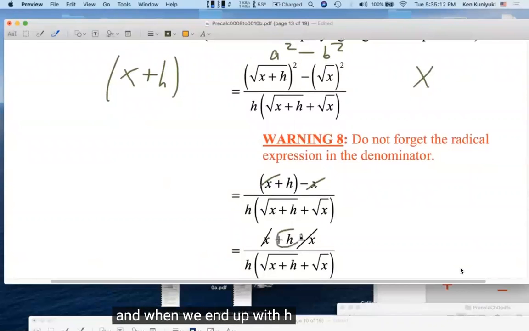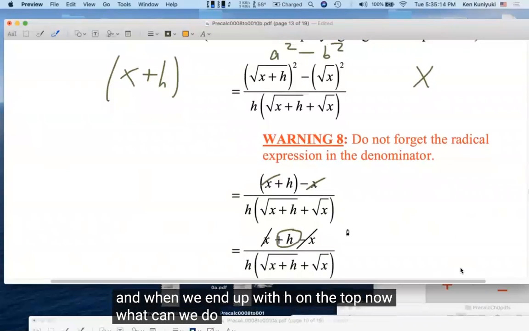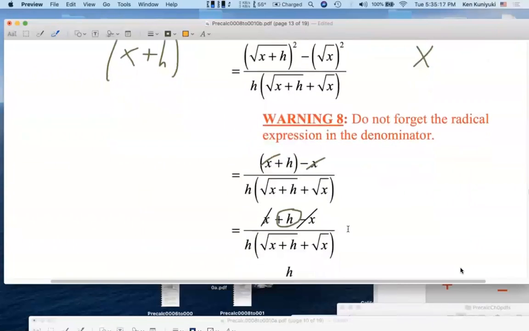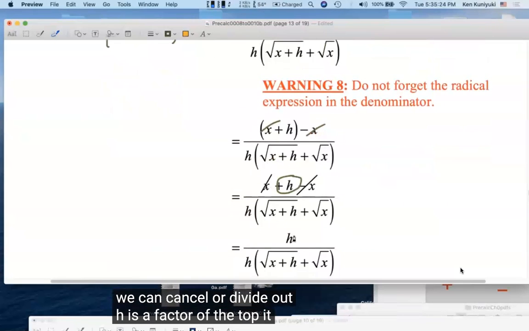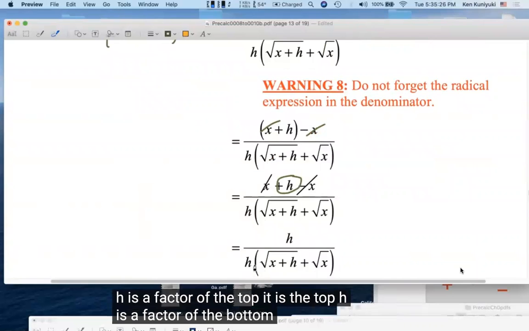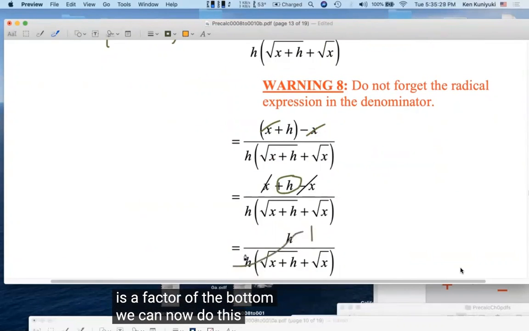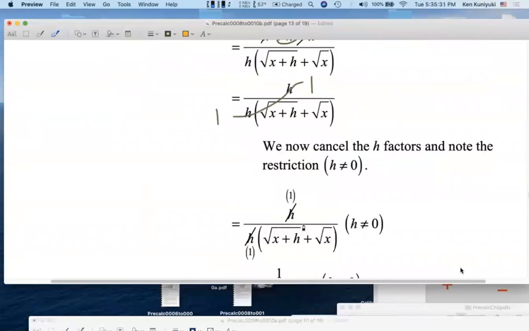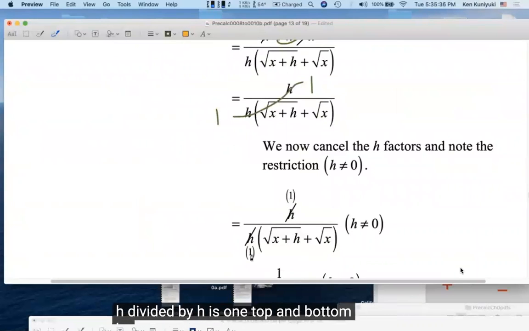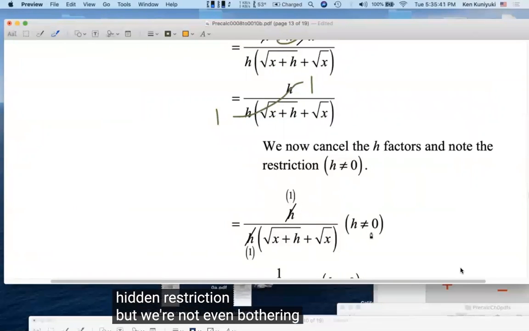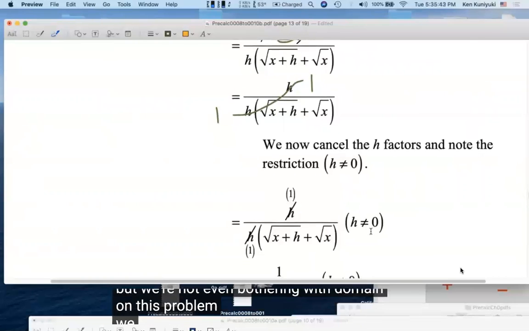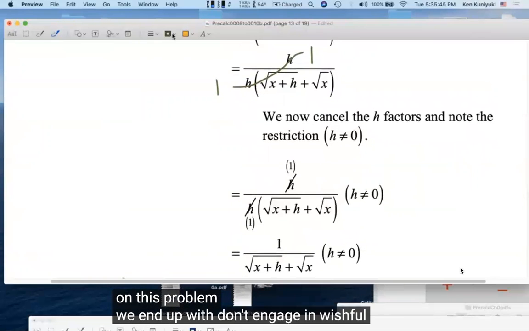And when we end up with h on the top, now what can we do? We can cancel or divide out. h is a factor of the top. It is the top. h is a factor of the bottom. We can now do this. h divided by h is 1, top and bottom. By the way, h does not equal 0 is a hidden restriction, but we're not even bothering with domain on this problem. We end up with, don't engage in wishful thinking.